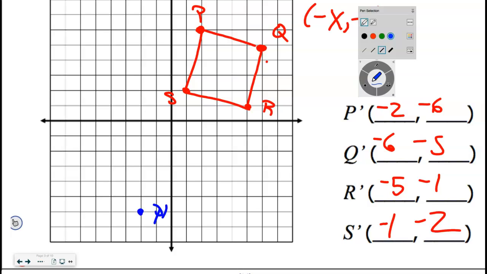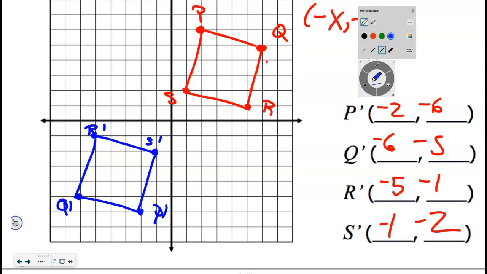-6, 1, 2, 3, 4, 5, 6. -5 would be my new Q. -5, -1. And then -1, -2. I will connect them, and I'll see that my square looks like it rotated 180 degrees. Okay? This was R prime, and this was S. Done.